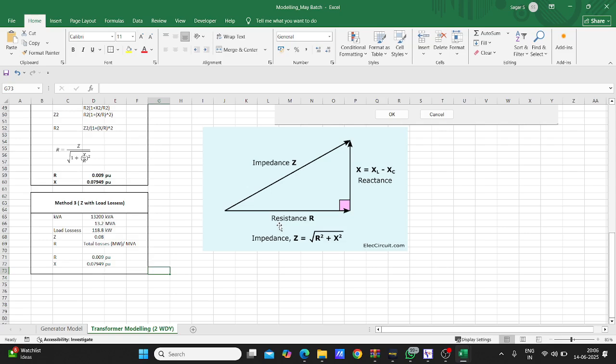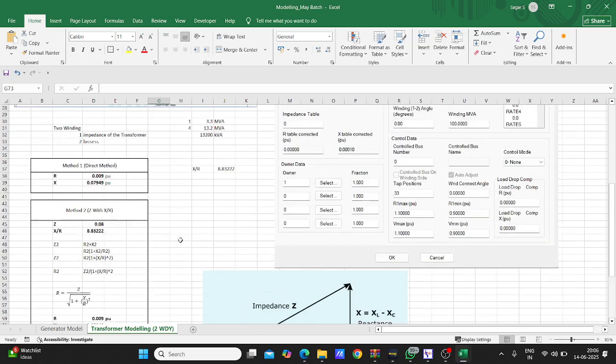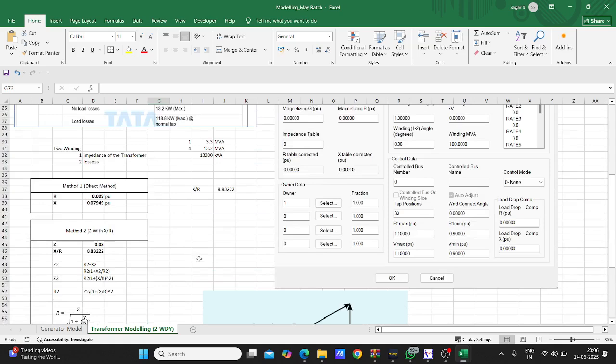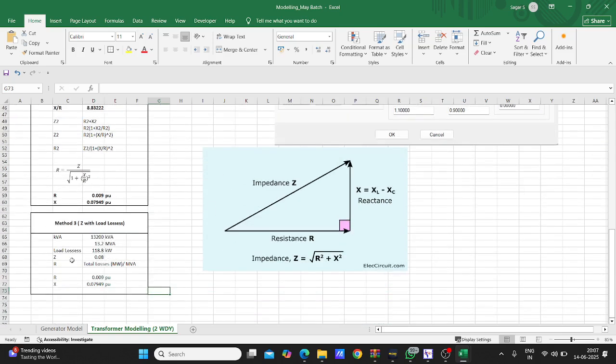In these three ways we can proceed, any methodology you can proceed with. But as the conclusion of what I am trying to explain, if you want to calculate R and X, either we need the R and X values directly, or we need the Z value and X by R value, or we need the Z value and the load loss values. Without these three inputs, we can't calculate R and X values at any time.